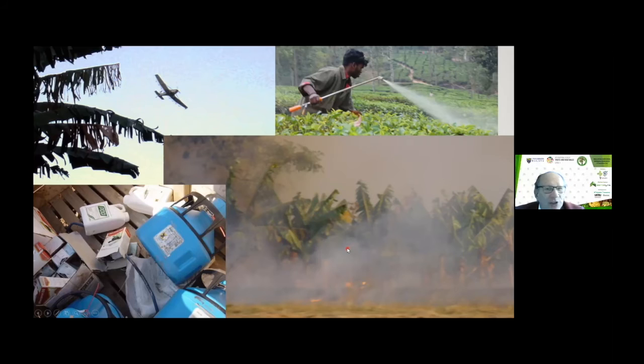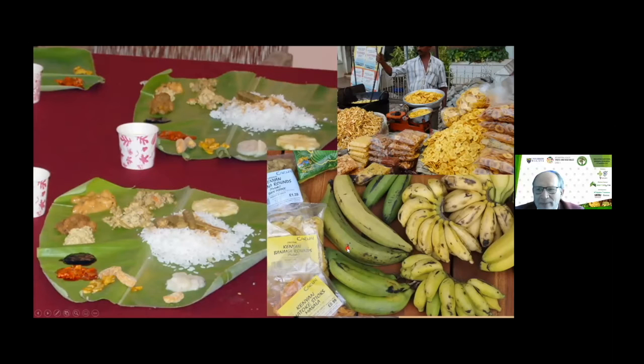The other uses I talked about, here are some of the different processing uses which people will be familiar with, and of course the banana leaf with the banana curries and so forth here as a starch.